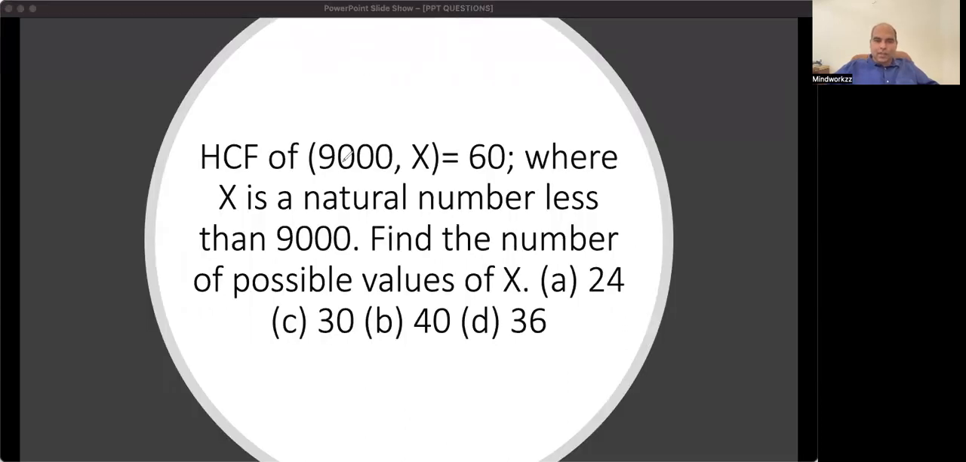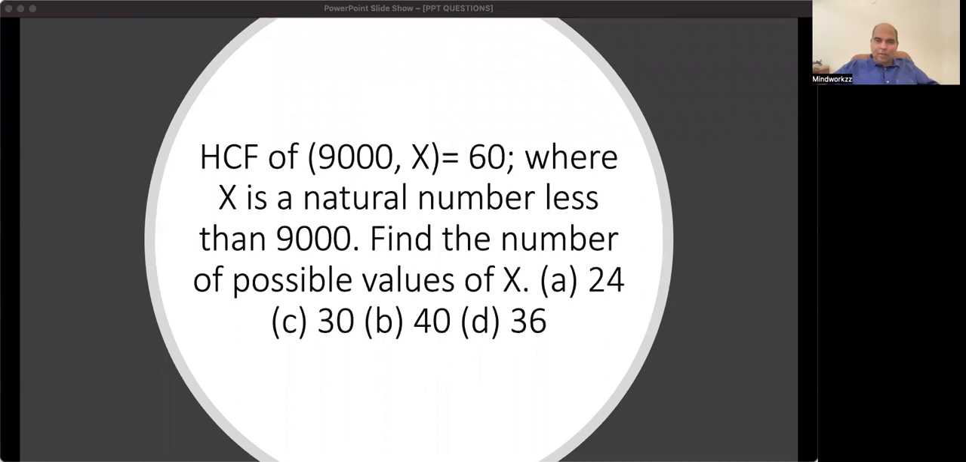So the question says the HCF of 9,000 and x is 60, where x is the natural number less than 9,000. Find the number of possible values of x. And the options are 24, 30, 40, and 36. So the options don't help you in this question much. This question is based more on the understanding of the structure and the situation that is being dealt with.